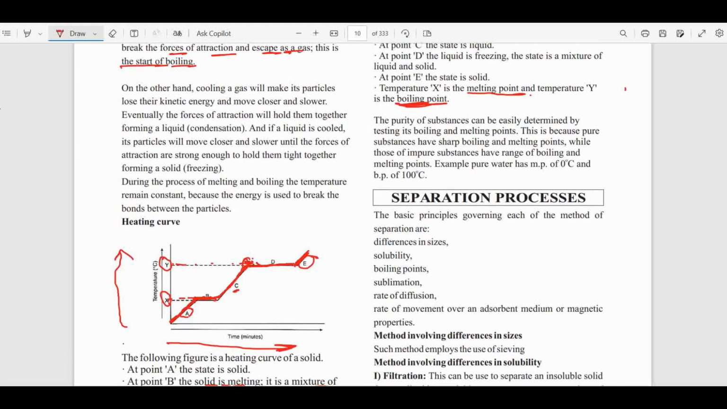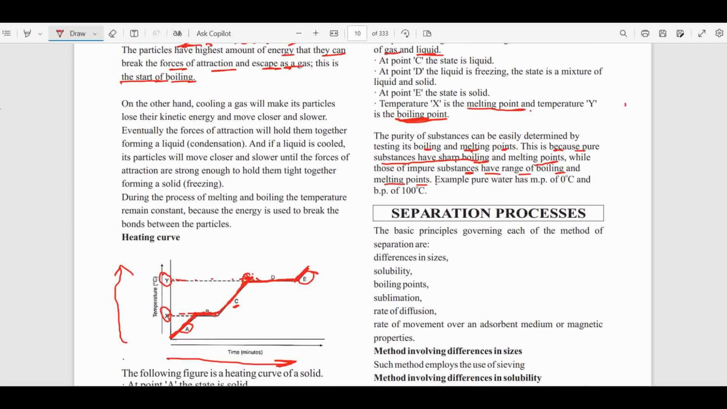Now, to recap what we mentioned about purity of substances. Purity of a substance can be easily determined by testing its boiling and melting point. Like I mentioned earlier, this is because pure substances have sharp boiling points and melting points, while those of impure substances, as a result of the impurity, would have a range of boiling and melting points. So that is the end of the first part of this topic.